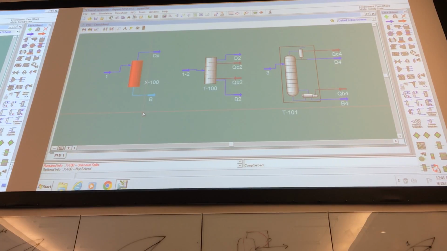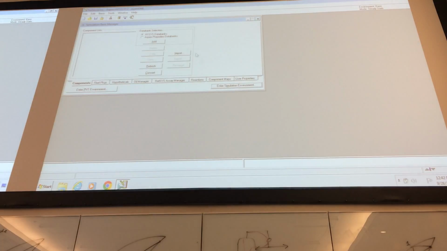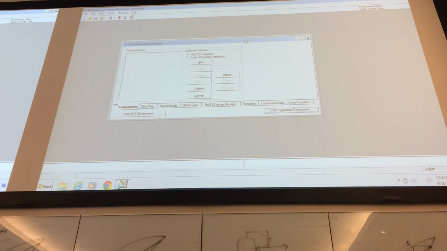Refresh again, since we haven't really worked with HYSYS so much yet. Just do some refreshers. Okay. So what we're going to do here is set up a system where we just have two components.